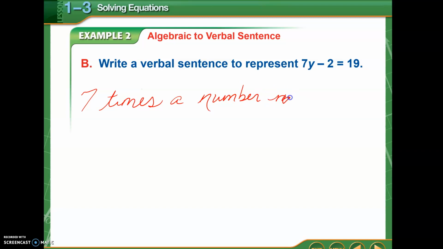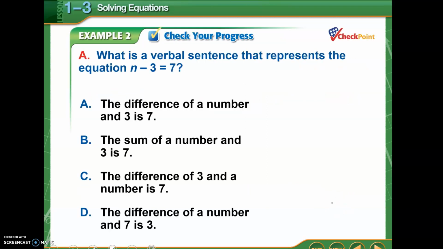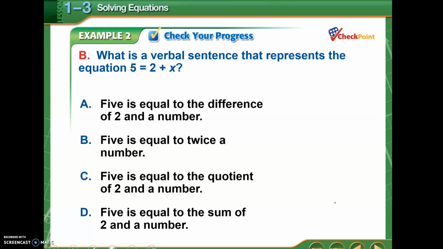Minus 2 is 19. And again, there's multiple ways you could write it. Here's an example: 7 times the number minus 2 is 19 works the same as what we said. So again, I would pause the video, try this out, and then go back and see if you got the correct answer. Same with this one.